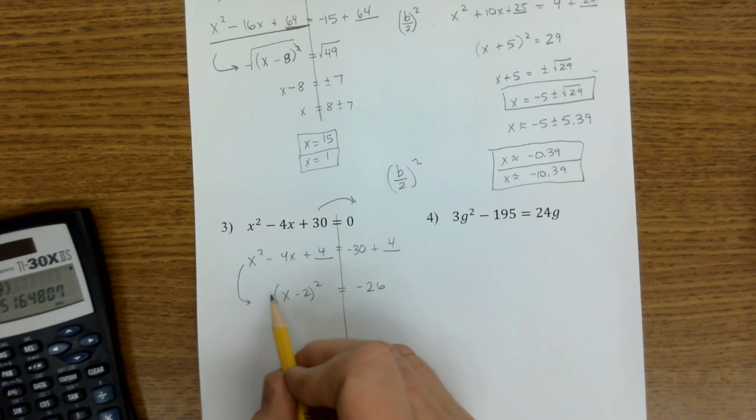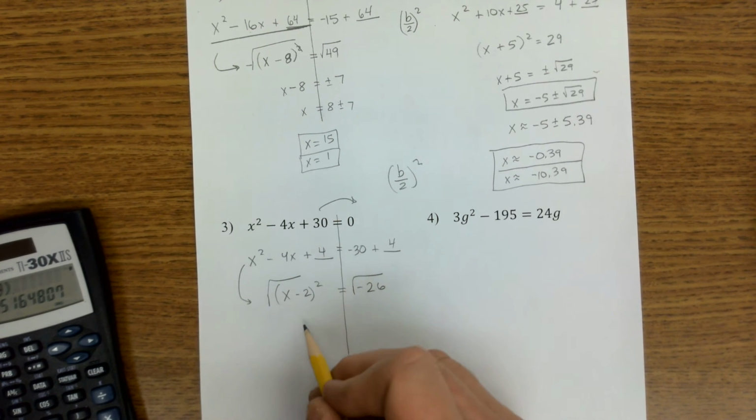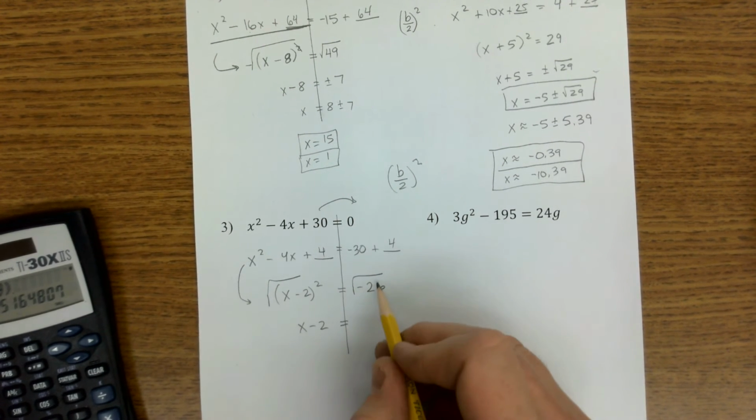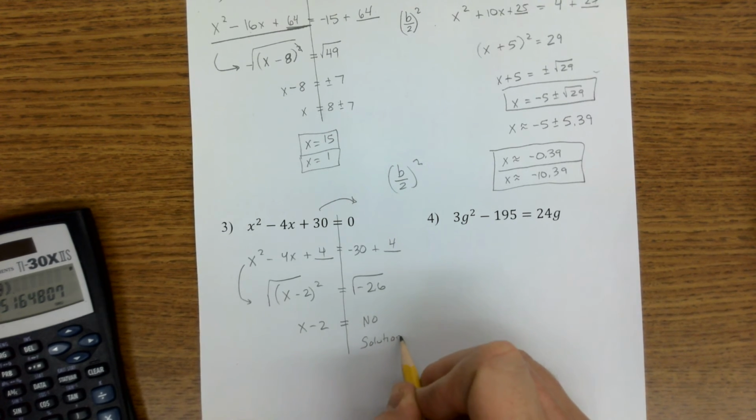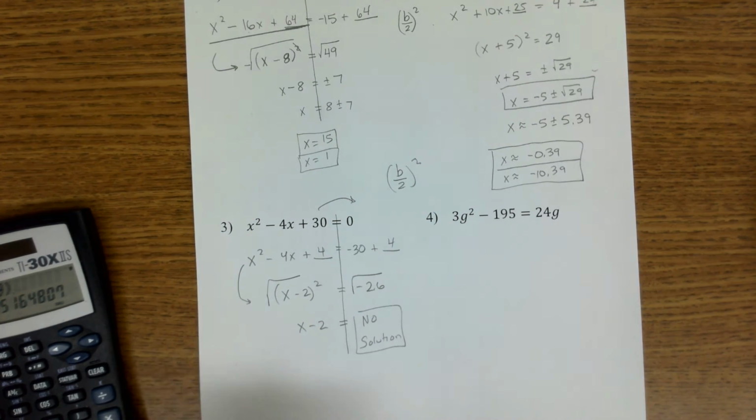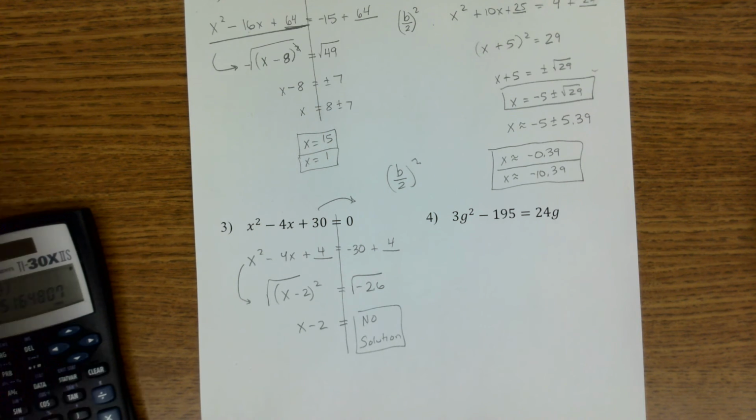Negative 26. Square root both sides, gone. x minus 2 is equal to, that's a problem. There is no solution here. Cannot take the square root of a negative number. All right, on the last one here.